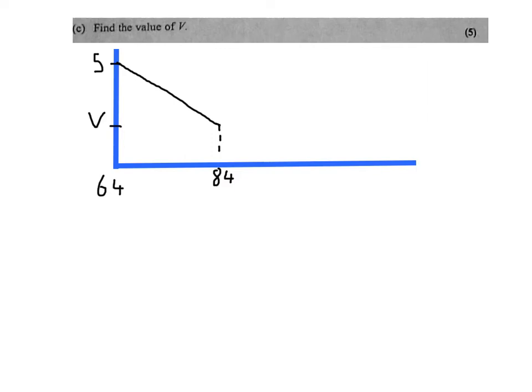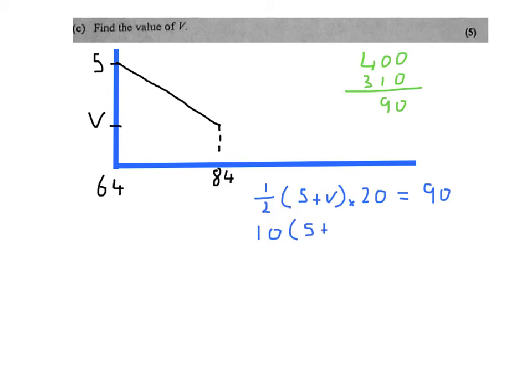If we look at the final part of the journey, it is a 400 meter race. We have already travelled 310 meters in the first 64 seconds, which means the area under this graph has to be 90. Again, we've got a trapezium, so a half of 5 plus V times the distance between them, which is 20, has to equal 90. A half of 20 is 10, so 10 times 5 plus V will equal 90. 5 plus V will equal 90 divided by 10, which is 9, giving V as 4 meters per second.